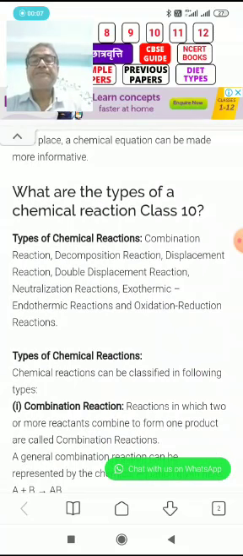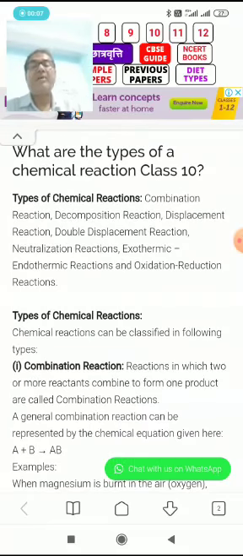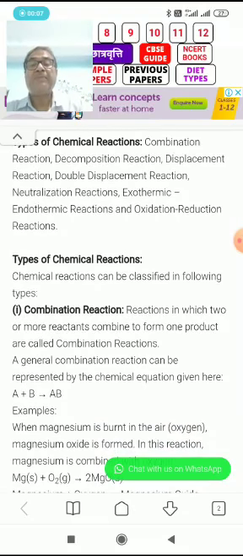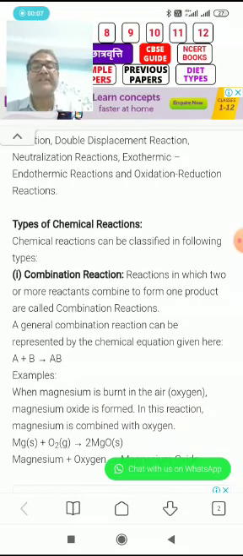Now, types of chemical reaction. In class 10, we have to read combination reaction, decomposition reaction, displacement reaction, double displacement reaction, neutralization reaction, exothermic reaction, and oxidation reduction reaction, that is redox reaction. Now, types of chemical reaction.